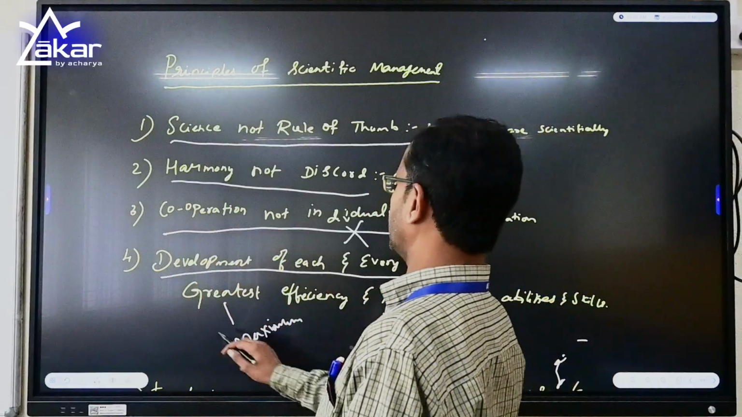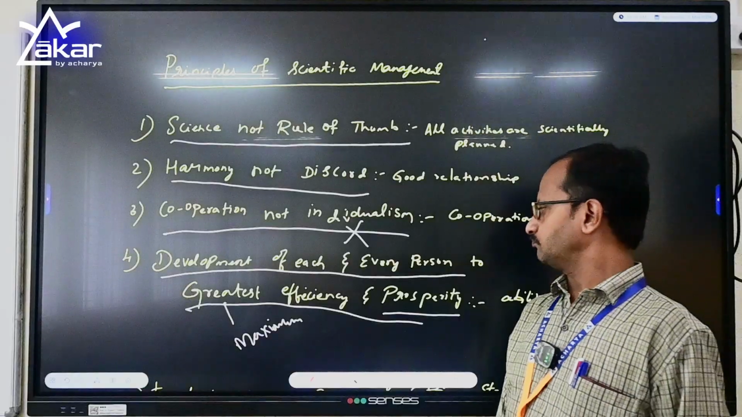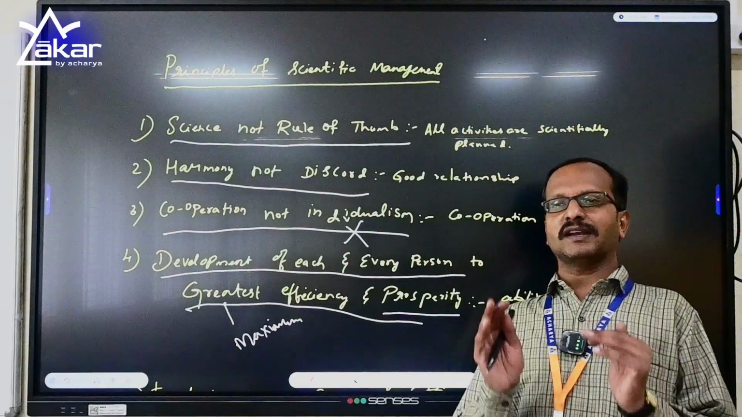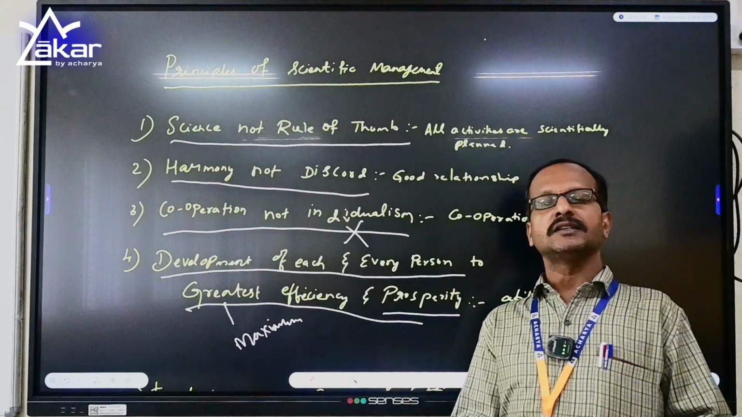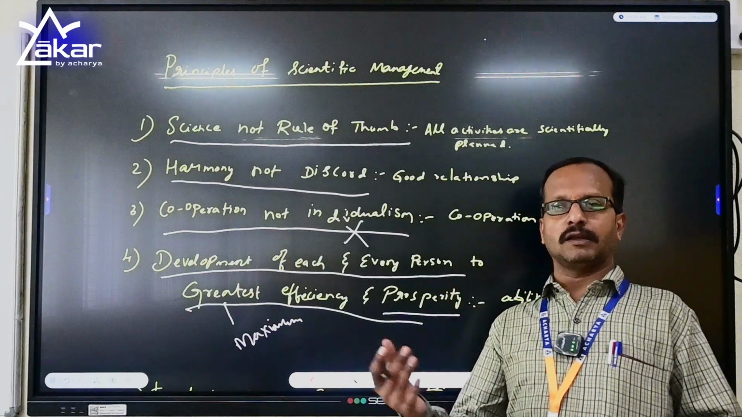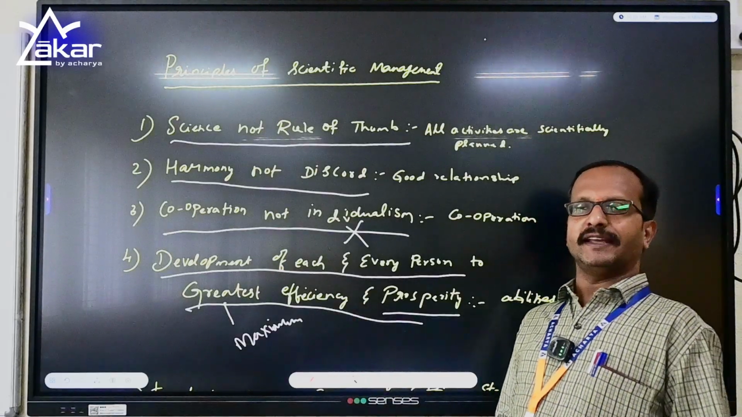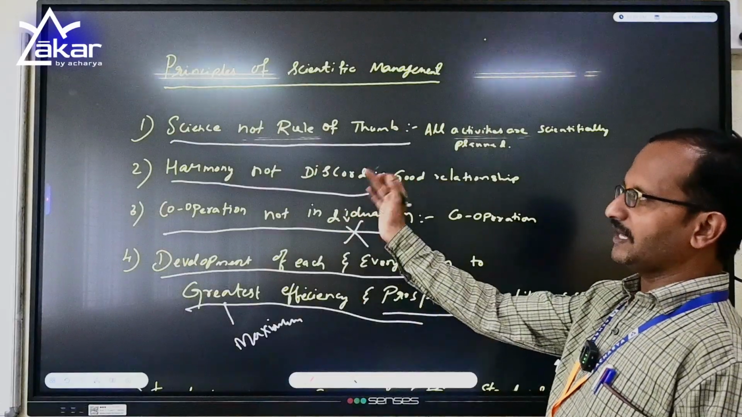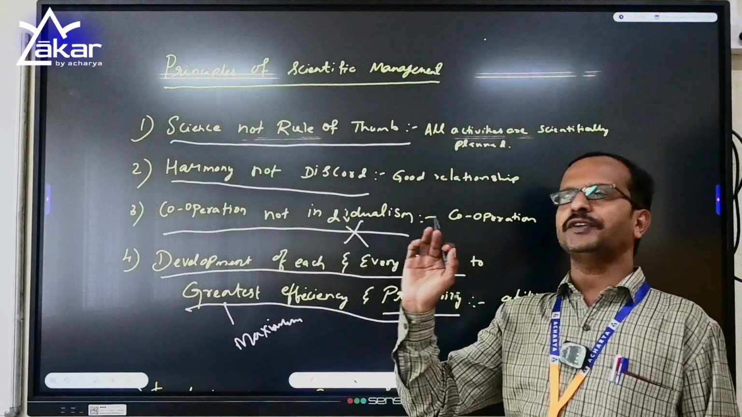And the fourth one is development of each and every person to greatest efficiency and prosperity. As I told, each person will be given an opportunity to increase his ability and skill by providing proper training and development, some kind of attitudes to the individuals by the management will increase the efficiency. So these are the major four principles given for scientific management.